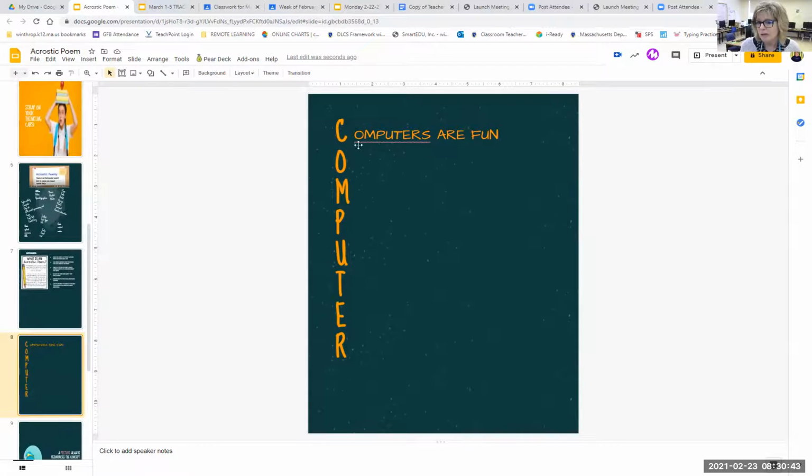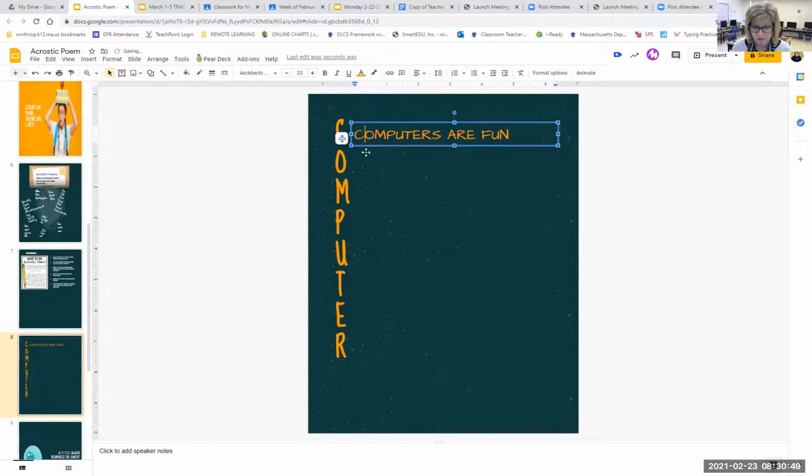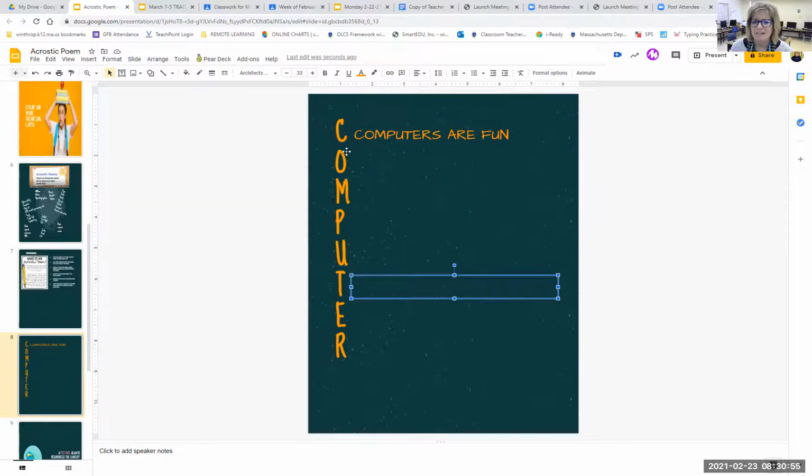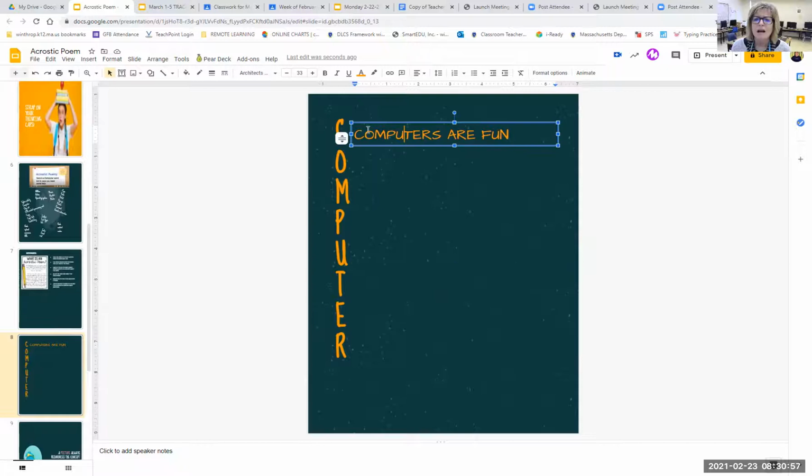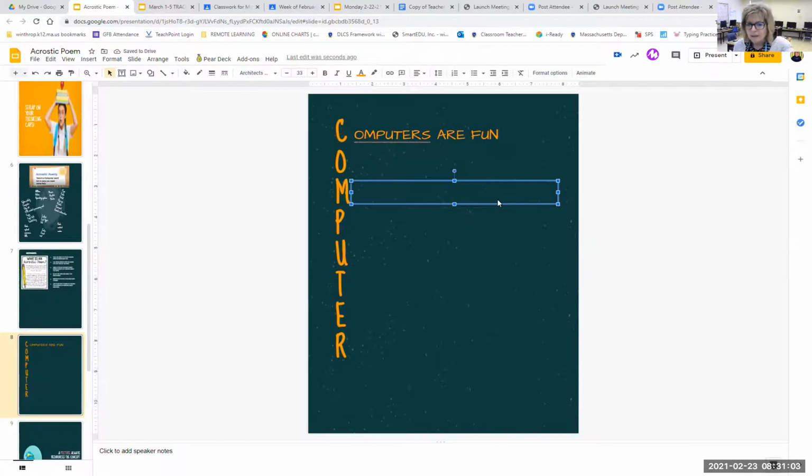Now, do you see this red line? The reason that's happening, boys and girls, is because I didn't type another C here. If I do, my red line goes away. But I don't want to because then it looks funny. It says C, computers are fun. I think it's better to just leave it like this so that this is right next to the letter C and it shows me my line. So do not worry about the red lines that might pop out.